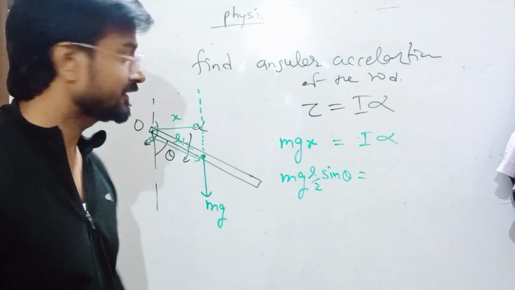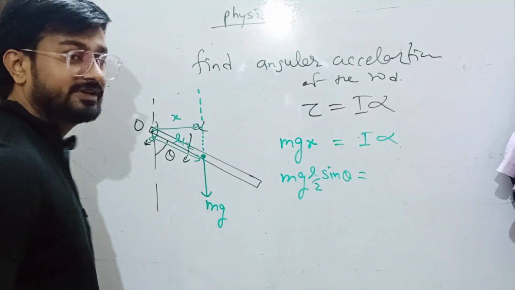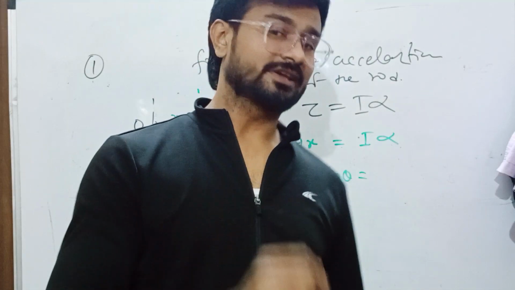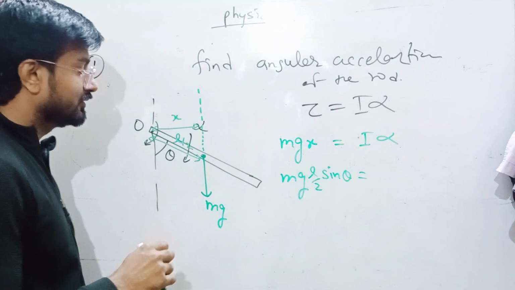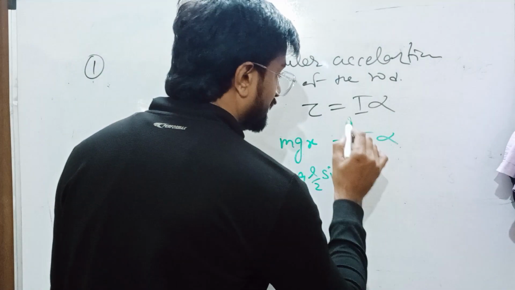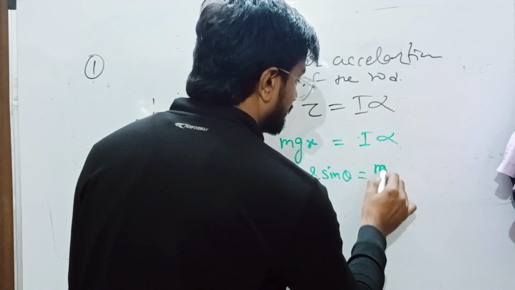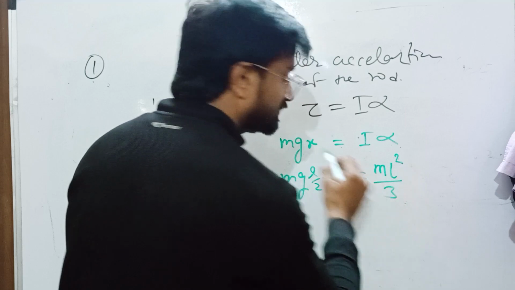What is I here? I should be taken about the point where it is hinged. It is hinged at one end, so we can write the moment of inertia like this: ml square by 3.